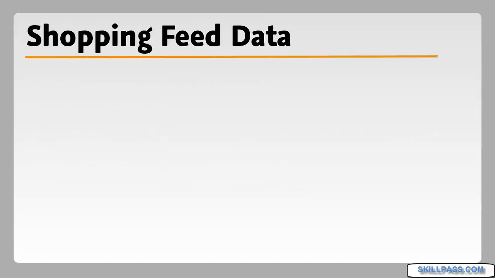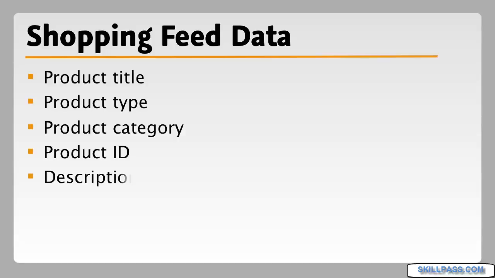Let's look at what is required in a data feed. Of course, the typical information is necessary. Product title, product type, the category, the product ID, a description, the link to the product, a link to the image, and the price. That's the most basic information that's required in a shopping feed.